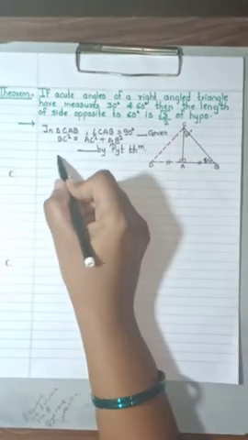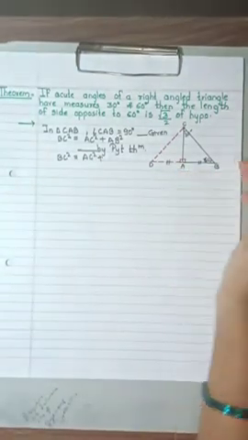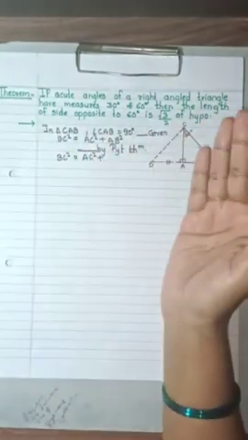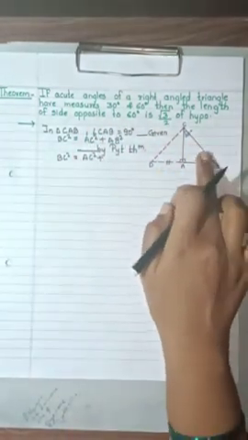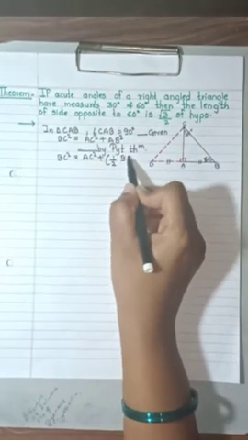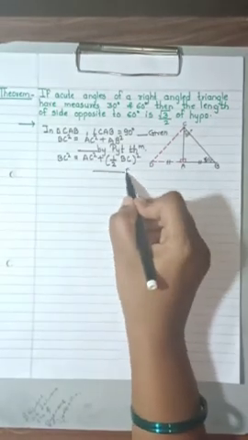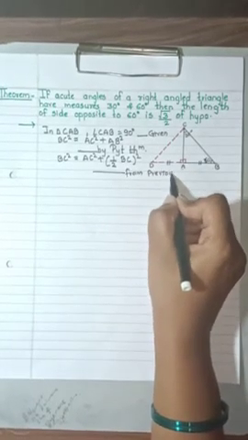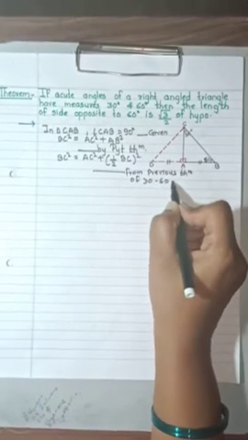Okay, now BC square is equal to AC square. Now what is AB? AB is the side opposite to 30 degrees, and in the previous theorem you have studied that the side opposite to 30 degrees is half of the hypotenuse. So instead of AB, I'll write down here half of BC, bracket square, from the previous theorem of 30, 60, 90.